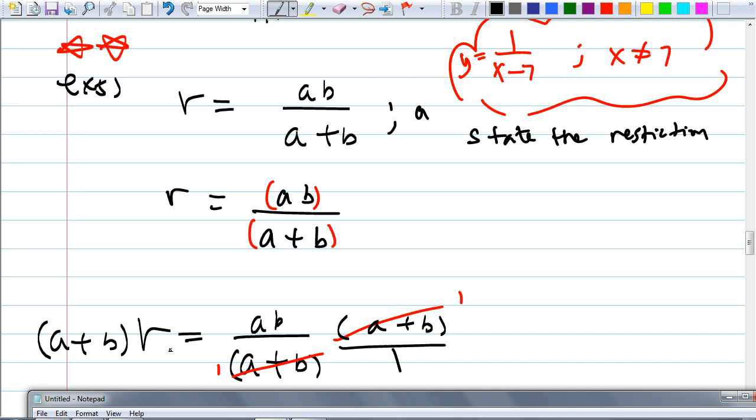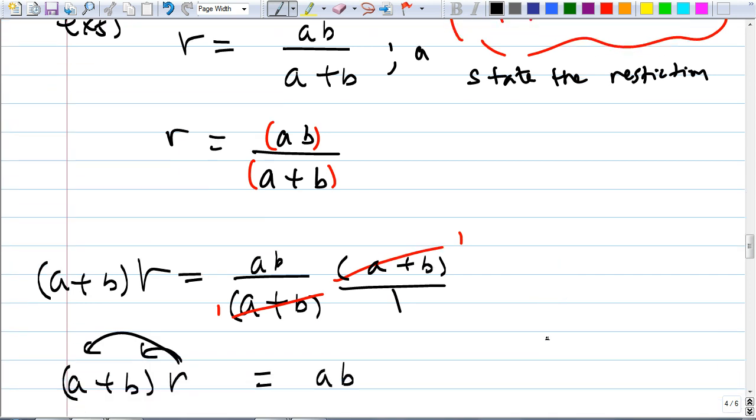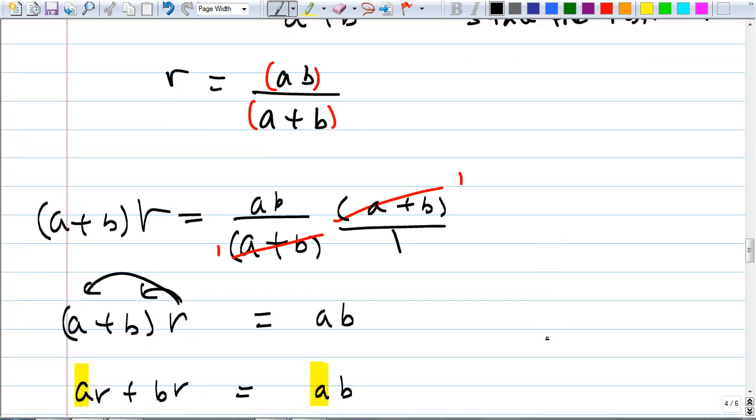Distribute the R first. That's what I would do. Why do we want to distribute the R? If I do that, I get AR plus BR equals AB. This is still not good because the A's are separated. Could I divide by B at this point and get A by itself over here? No, because then you have A over here. That's not good. What do I do next?